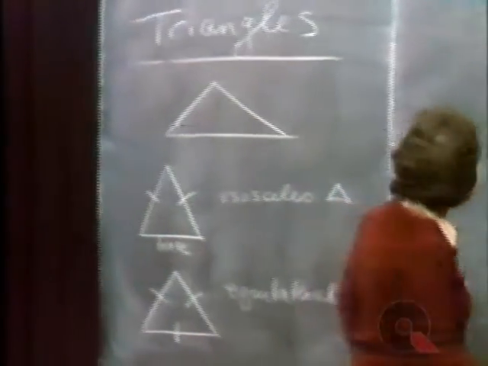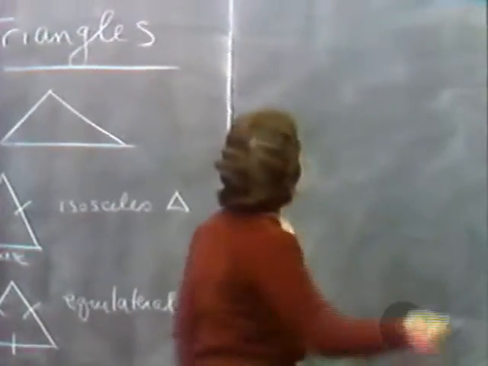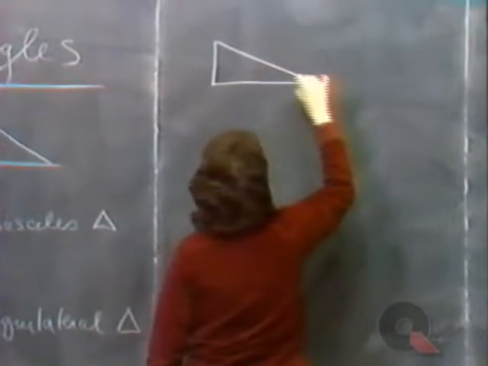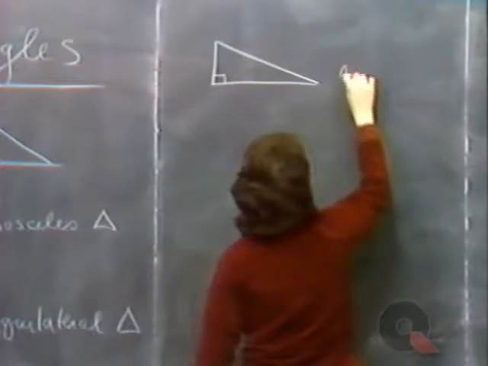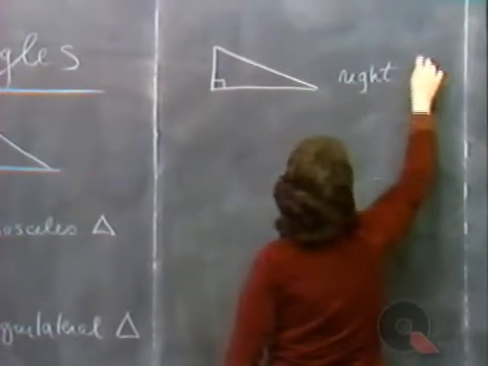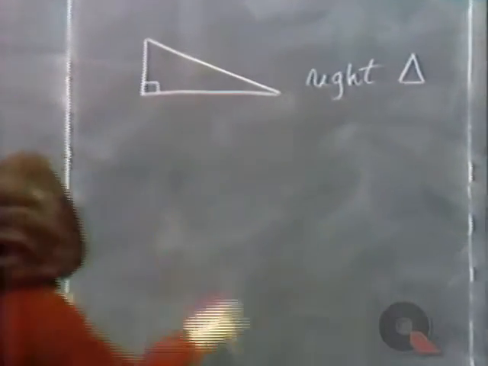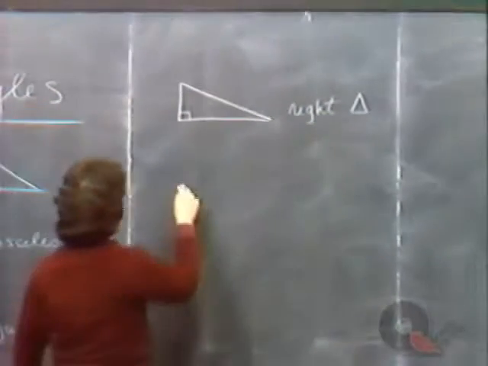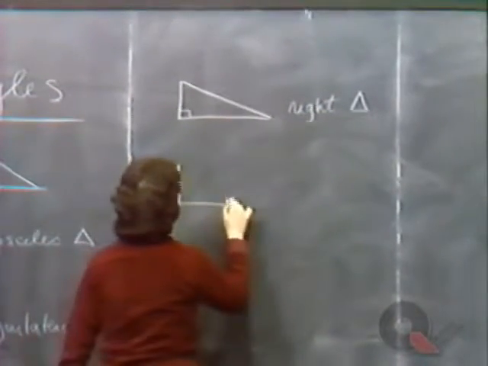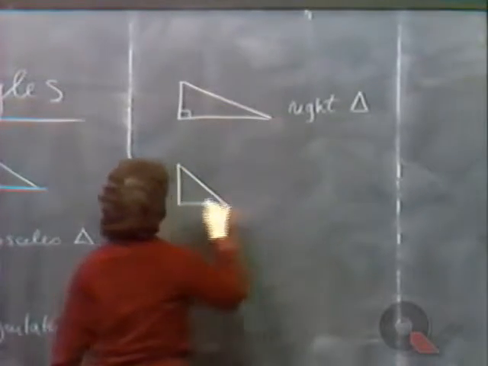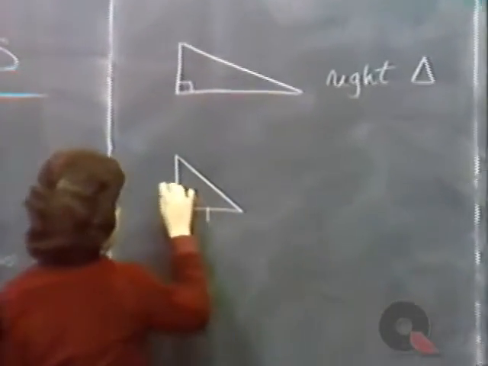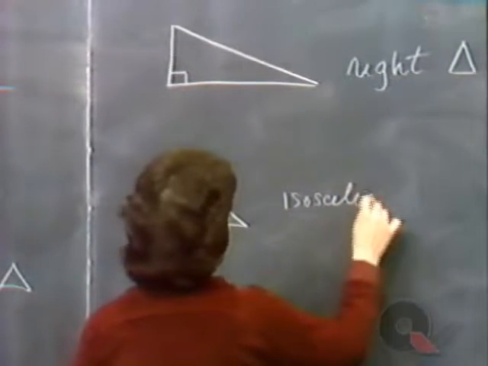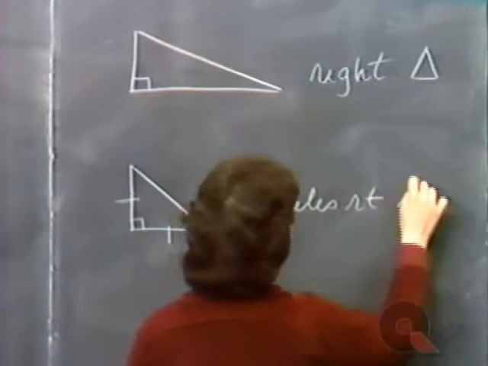Any triangle that has a right angle in it is called a right triangle. A right triangle. Okay, now you can have an isosceles right triangle in which two sides have the same length. This side has the same length, and there is a right angle in it. This would be an isosceles right triangle.